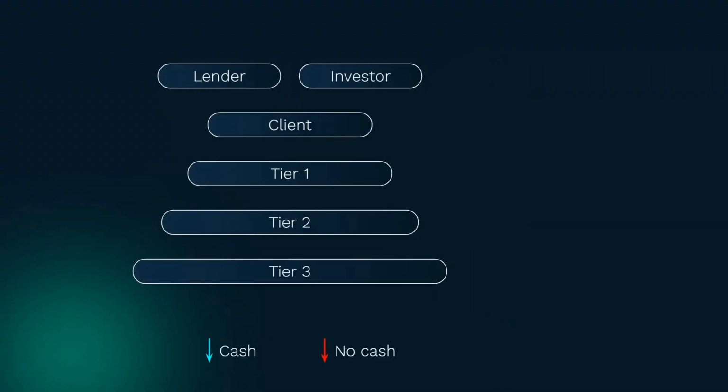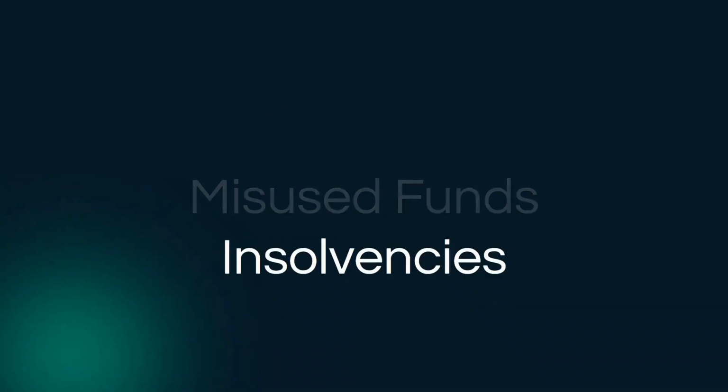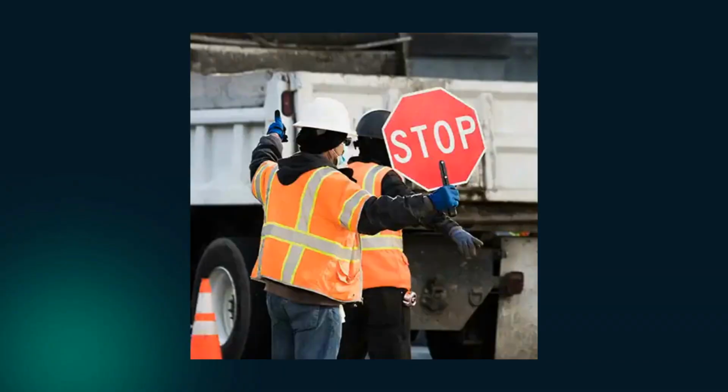Development and construction projects have big problems with payments. Cash is king, but it flows unpredictably through long, complex supply chains without protection. Companies hold on to money longer than they should, and late or non-payment is a huge problem. The result? Disputes, misused funds, and devastating insolvencies that stop projects dead in their tracks.